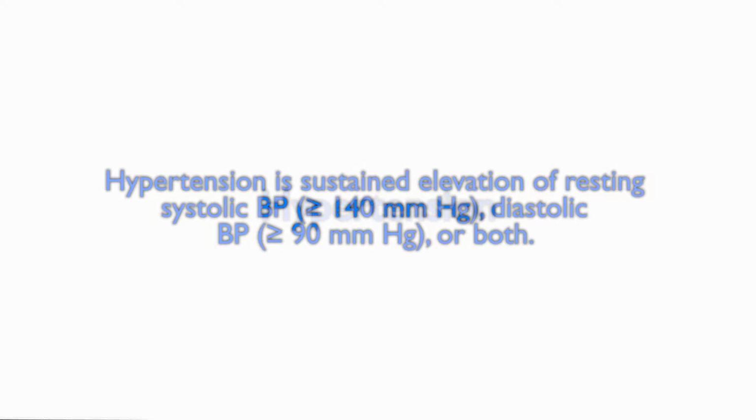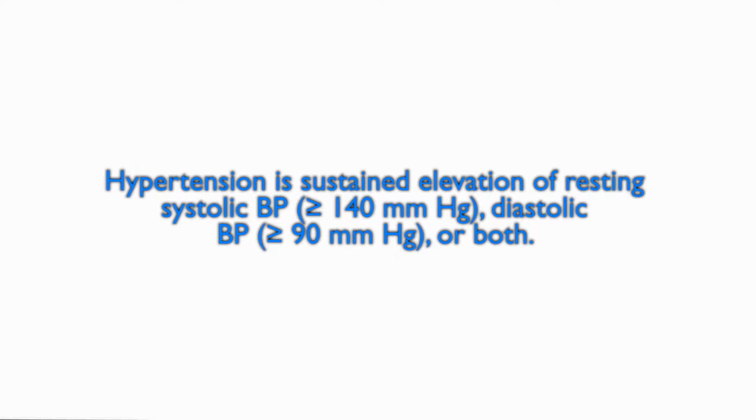Hypertension is a sustained elevation in resting systolic blood pressure, usually greater than 140 millimeters of mercury, and diastolic blood pressure of greater than 90 millimeters of mercury, or having a sustained blood pressure elevated in both of those.